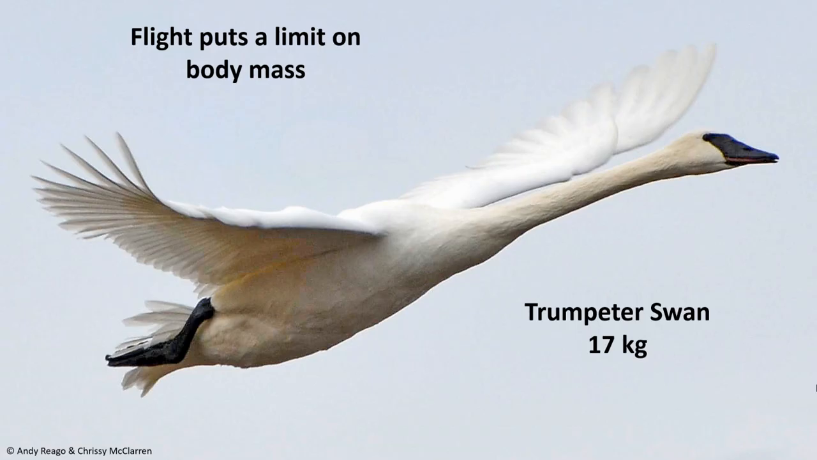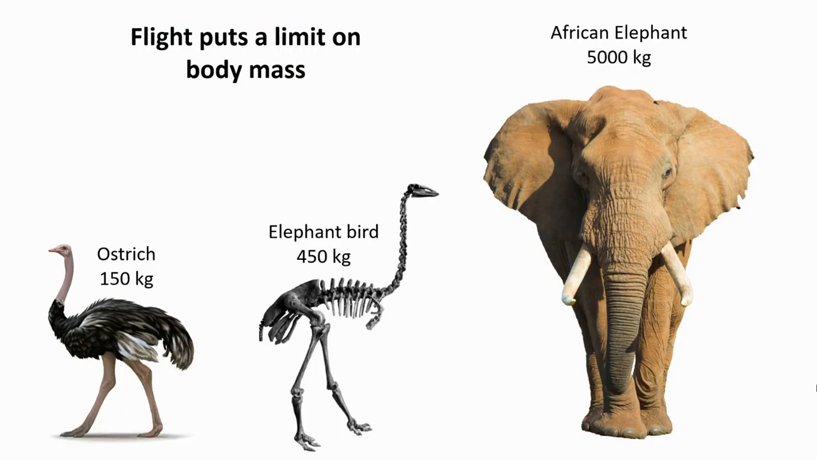Second, flight limits body mass. It takes a lot of power to get a body into the air. Mathematical work indicates that the limit is about 15 kilograms, taking into account the wingspan and the muscle mass of birds. This estimation fits nicely with observations, such as this trumpeter swan, one of the heaviest flying birds. We also see that when birds lose the ability to fly, their body mass can increase. This is nicely illustrated by the ostrich and the elephant bird that is now extinct. But they still fall short of mammals, such as the elephant, at about 5,000 kilograms.